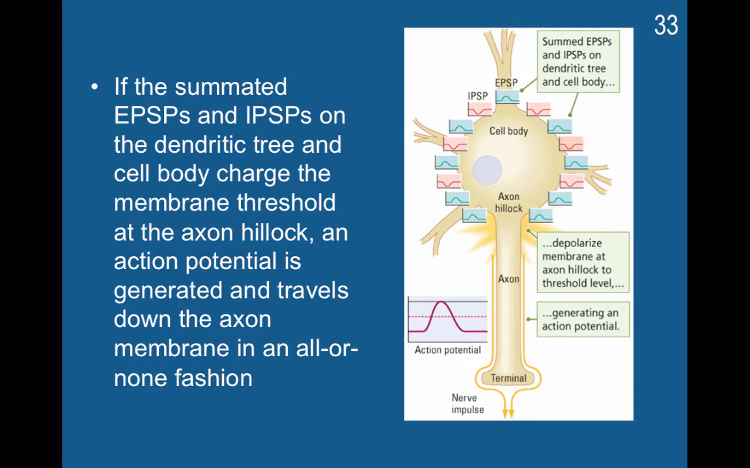If the summed EPSPs and IPSPs on the dendritic tree and the cell body change the membrane potential at the axon hillock, which is right here, and this is really important. So it's not that you can just say, oh, you have an EPSP that comes in up here. The EPSPs or the IPSPs, but primarily only if the EPSPs change the membrane potential at this threshold, only then will an action potential be generated.